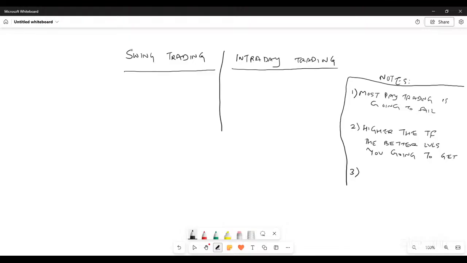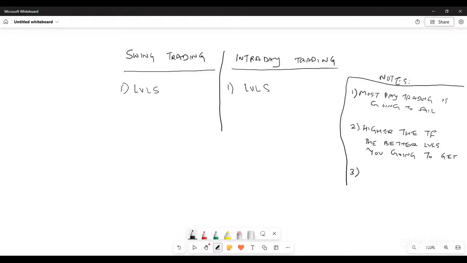All right. So these are my two key notes. Most day trading is going to fail, okay? And second, higher the time frame, the better levels you're going to get. Now, intraday trading, again, my levels don't change. I use levels for both intraday trading and swing trading, because like I said, indicators are for confirmation only. They're lagging indicators. They only tell you what has happened in the past.